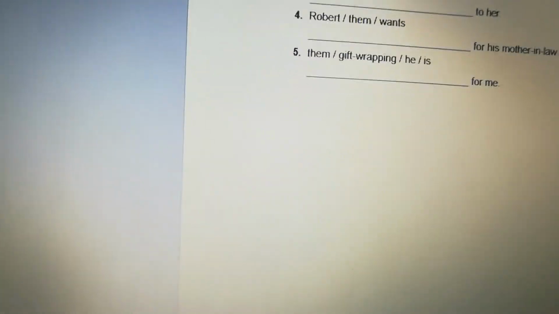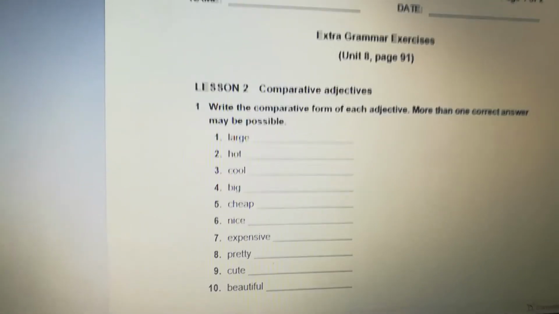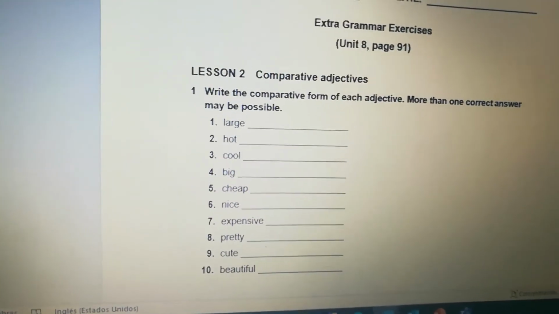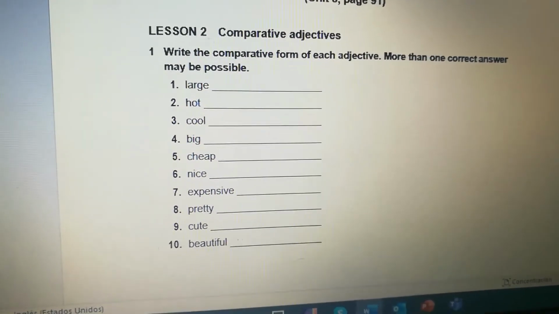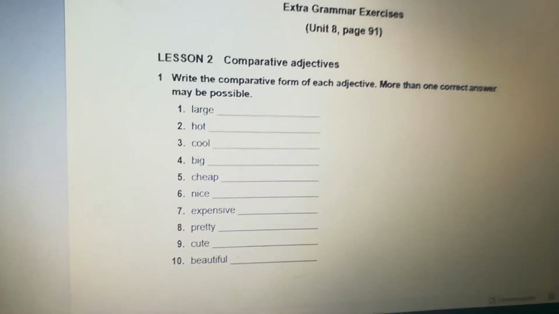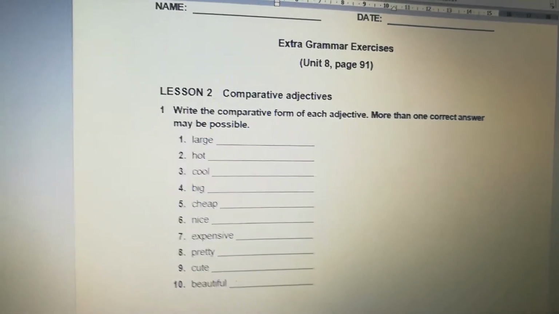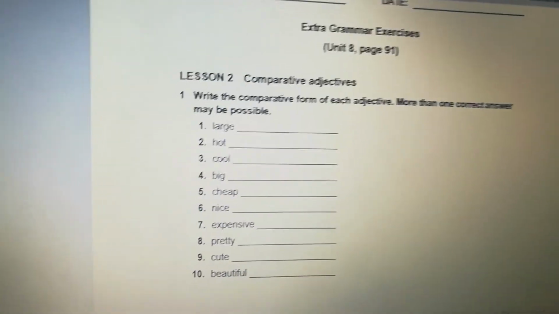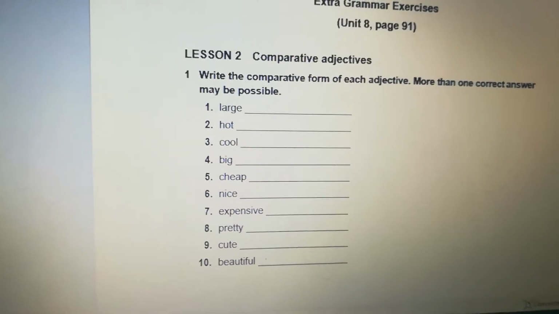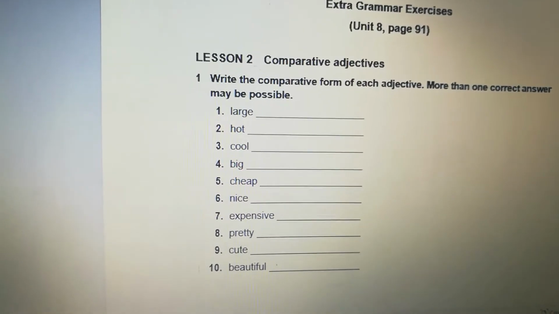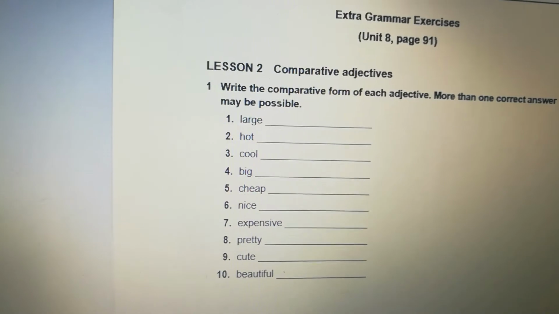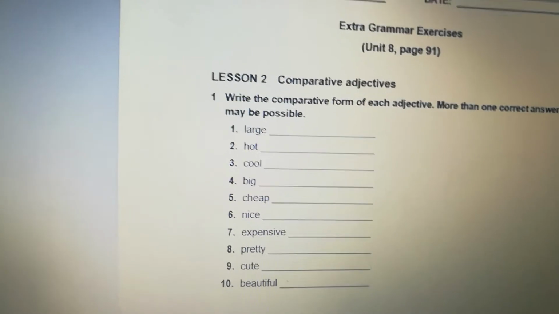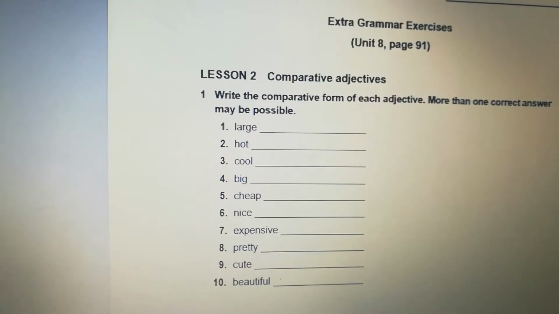And the last exercise for today is from lesson number 2. Do you remember lesson number 2? It's about comparative adjectives. Write the comparative form of each adjective. More than one correct answer may be possible. For example, in number 1, large. The first thing that you have to think is whether the adjective is short or long. Okay, for example, large is short, because it only has 1 syllable.